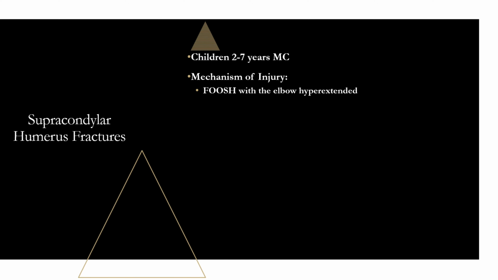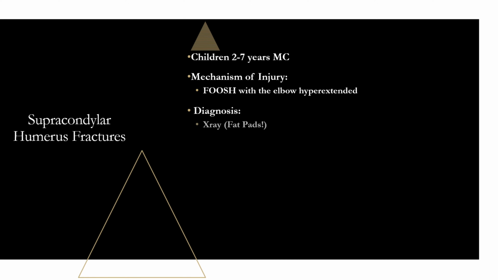We talked about this before, but the reason why we generally see this most commonly in children is because children have increased flexibility in the joints. They have this ligamentous laxity. And when they fall with their arm extended out, they're more susceptible to hyperextending the arm when they fall. And that hyperextension is generally what leads to a supracondylar fracture. So remember, supracondylar, FOOSH with hyperextension will be your mechanism of injury.